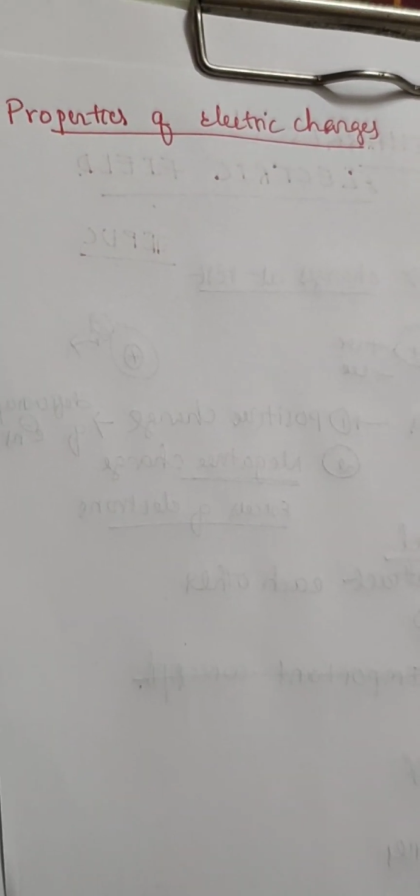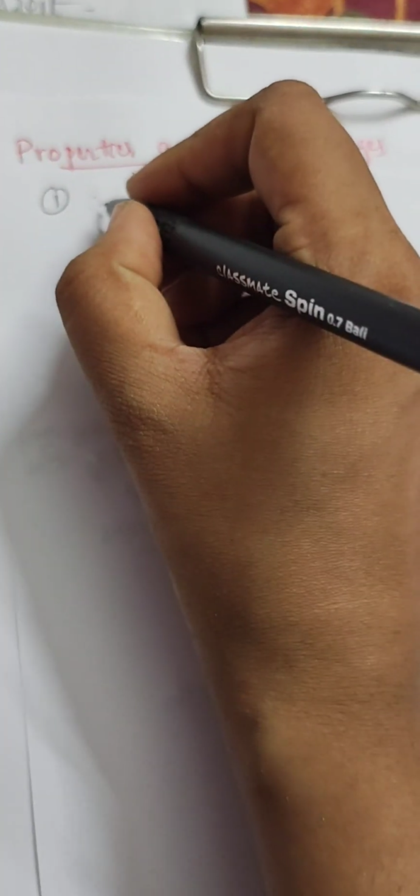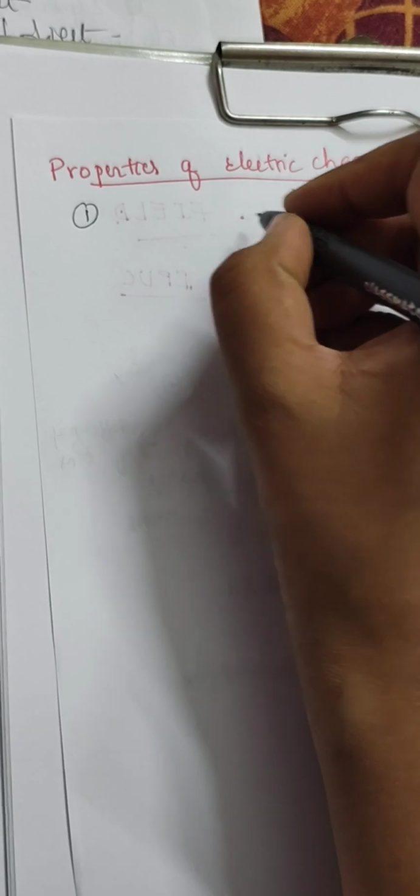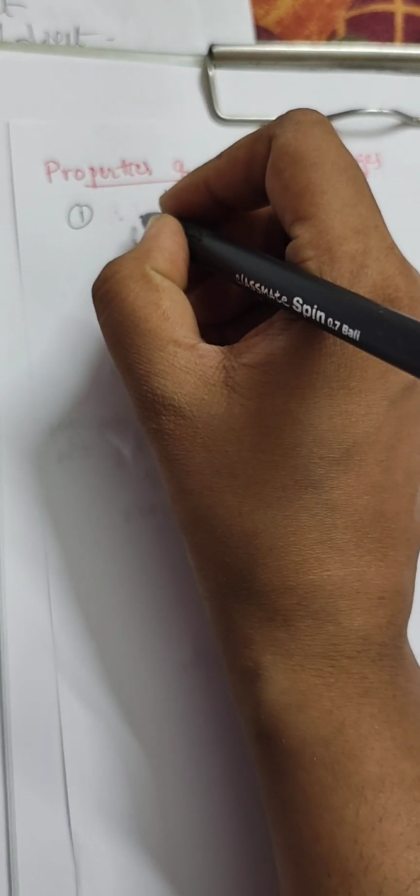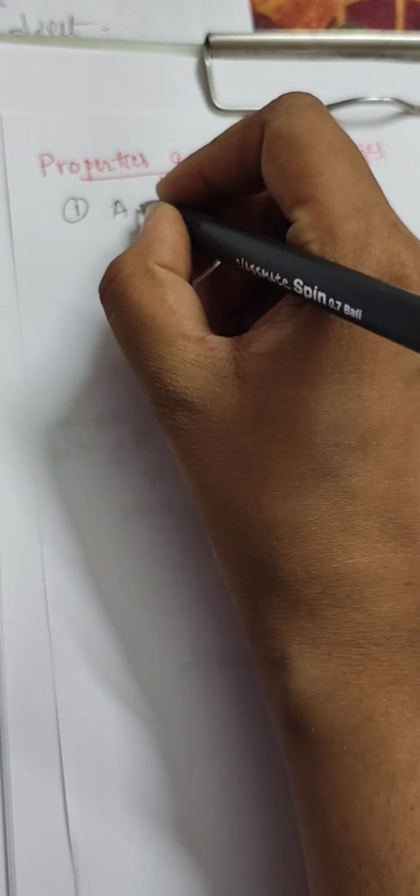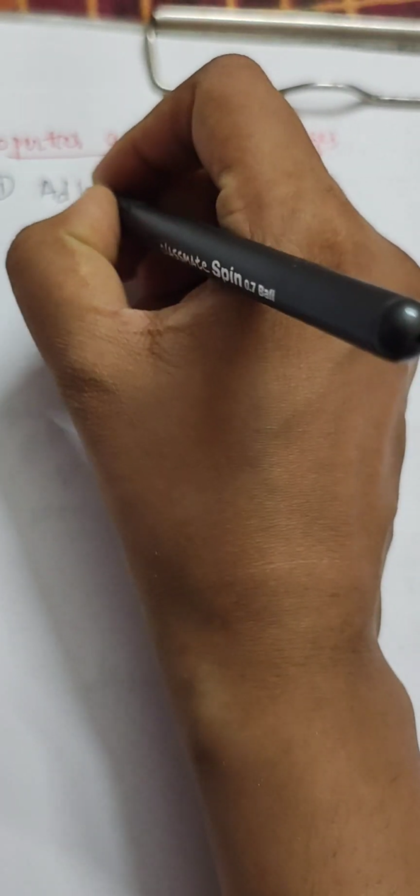Properties of electric charges. We can summarize a few points for this. They may ask you for 2 marks: mention some properties of charges, a 2 or 3 mark question. The first one is additivity of charges.